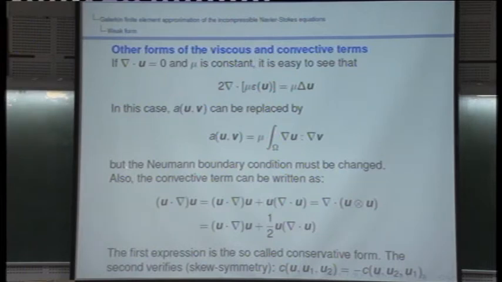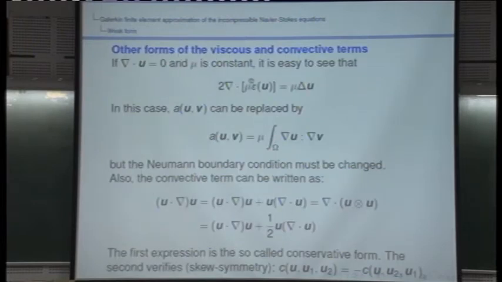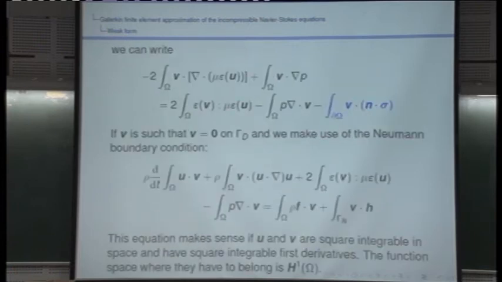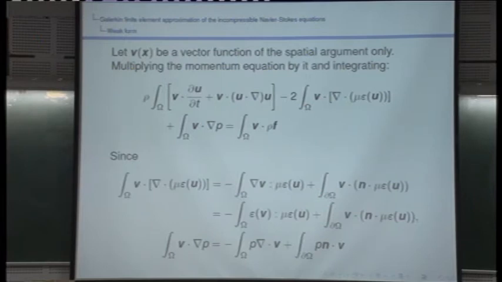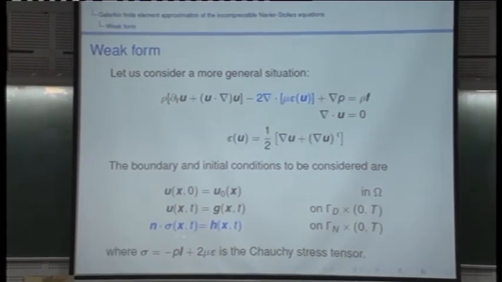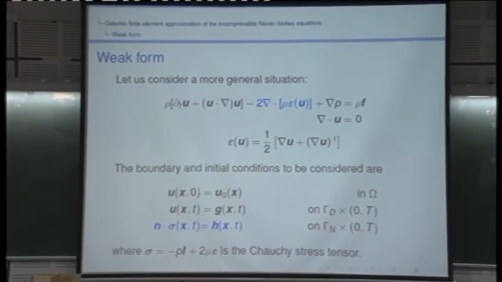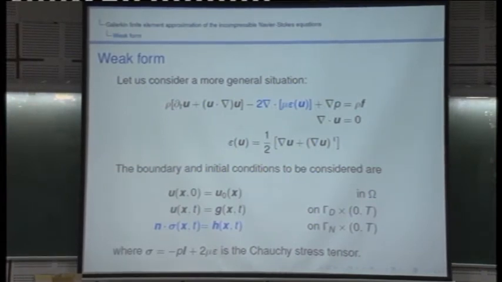What about the Neumann boundary conditions? They must be changed. That's a big problem, because when you have this form of the viscous term and you integrate by parts, what happens? What you get on the boundary is not the normal component of the symmetrical part of the gradient, but the normal component of the whole gradient. And therefore, the natural boundary condition would be with a sort of pseudo Cauchy stress that would be minus p times the identity plus mu times the gradient of u.